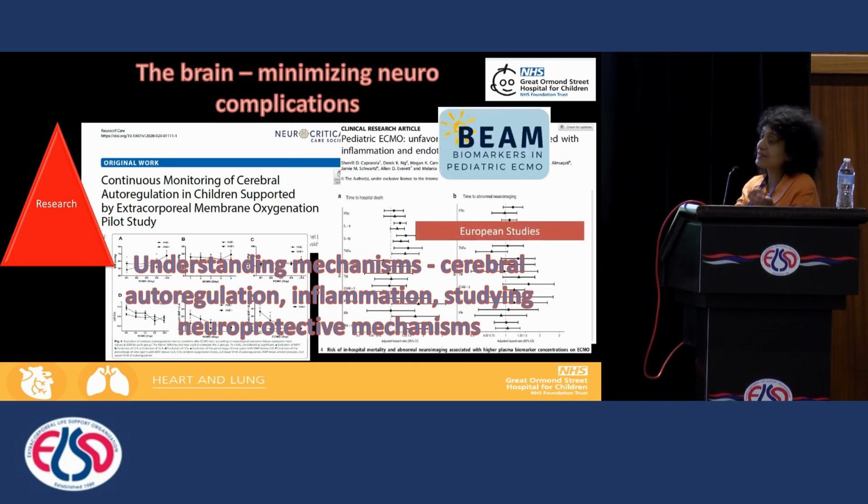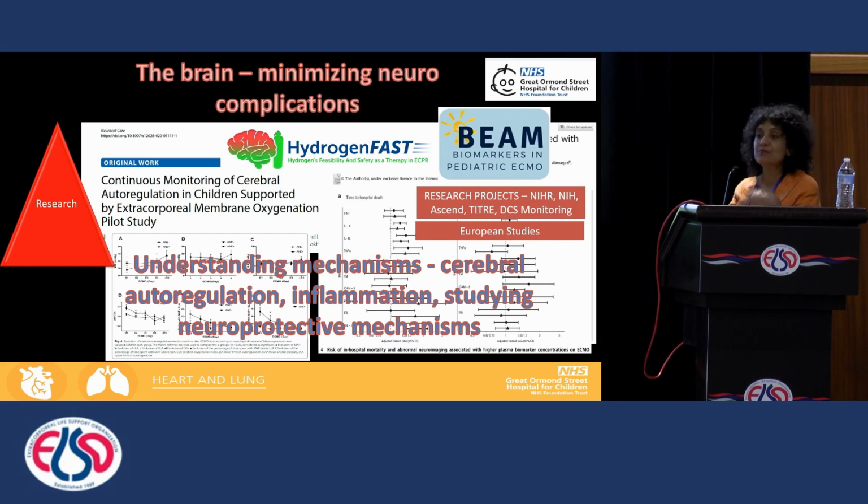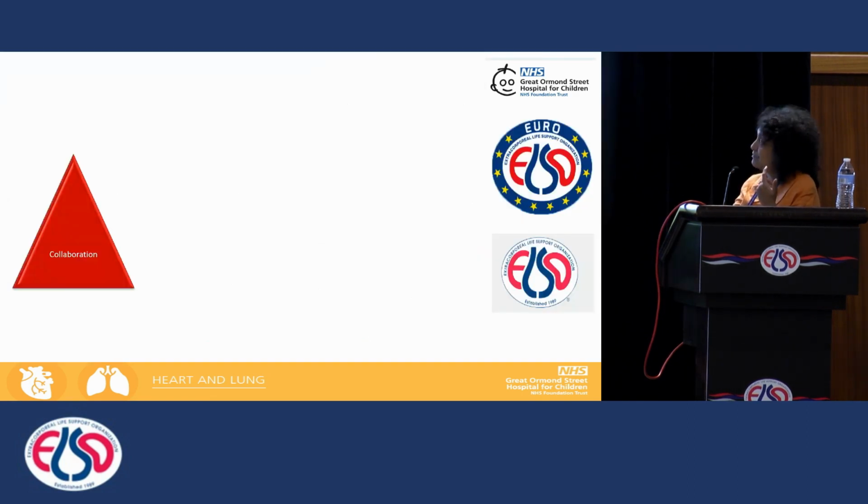We know that there are a few European studies. We know that there are biomarker studies coming up, and we heard all about the hydrogen FAST study in yesterday's research talks, and I hope that more and more from the ECMO community will get studies, and I'm really happy to see that most of the studies, physiological studies on ECMO, are now using neurodevelopmental outcomes as one of their markers of outcomes, so that's really good.